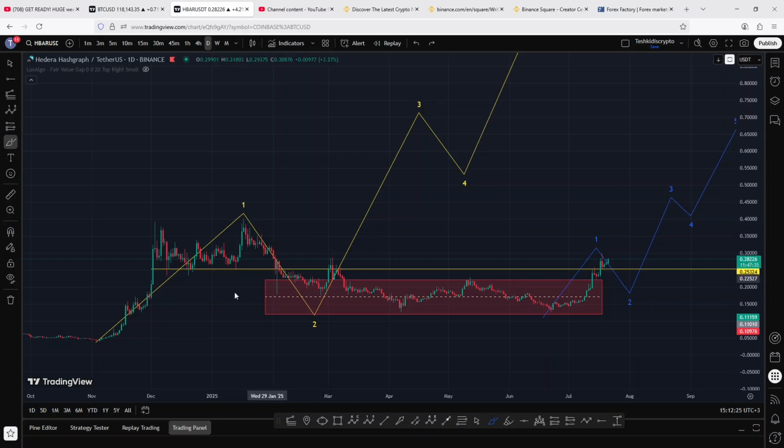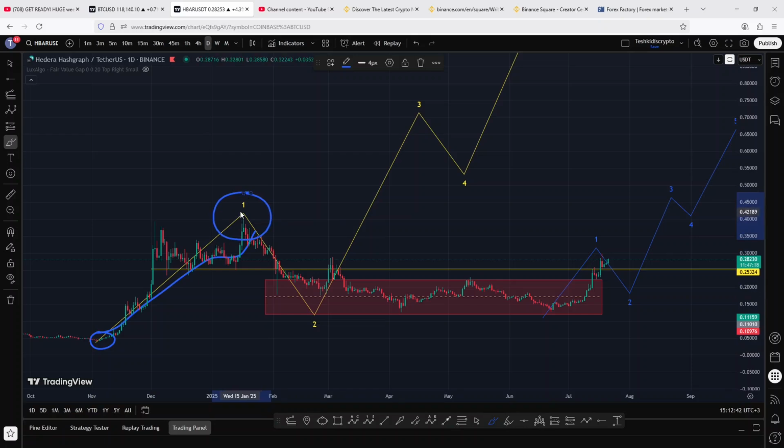And starting the video on the daily chart, I believe that from the lows we made in November 2024, we saw this aggressive bounce to the upside in a move that peaked above the 0.4 mark, completing the formation of this impulsive count 1.